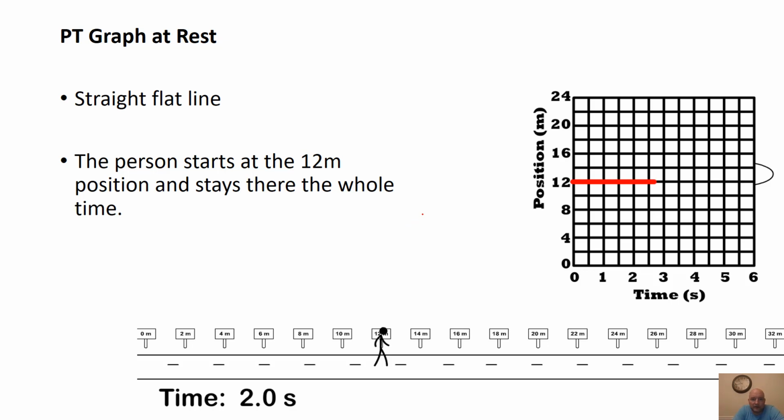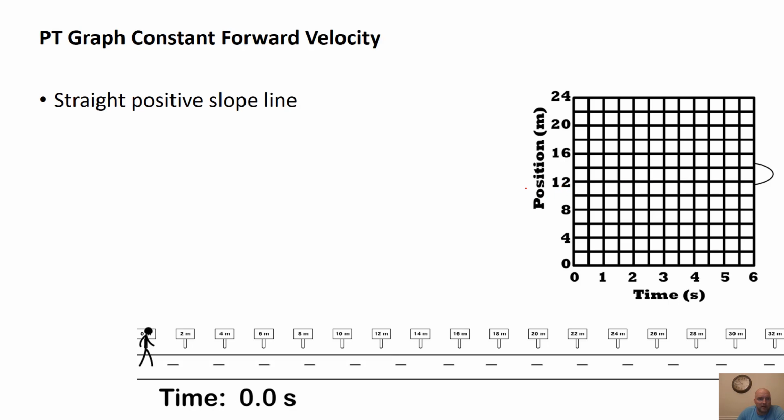Okay, so first one, if you take a look, this person's at 12 meters and he never moves. And so that's what's happening right here. Time's ticking away, but he never moves. He never leaves the 12-meter point. Next one, okay, he starts and he goes at a constant rate. He's never changing his velocity, and so that's what's happening here.